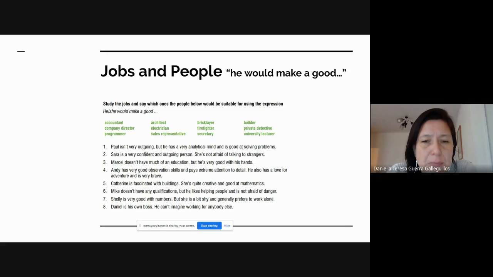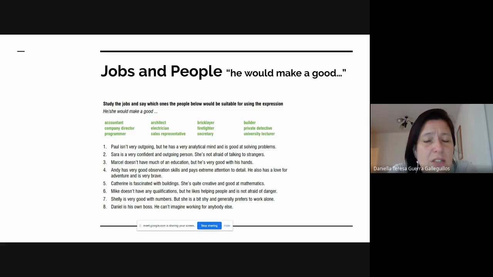Catherine is fascinated with buildings. She's quite creative and good at mathematics. So maybe Catherine would make a good architect. Mark doesn't have any qualifications, but he likes helping people, is not afraid of danger. He would absolutely make a good firefighter. Shelley is very good with numbers, but she's a bit shy and generally prefers to work alone. So Shelley would definitely be a good accountant or a good programmer.